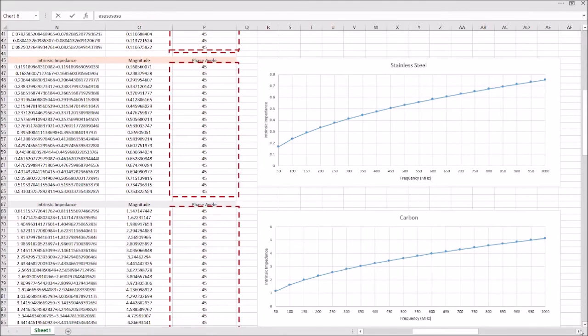Now let's have a look at the values and graphs obtained for each material for frequency range 50 MHz until 1 GHz. As you can see, the phase angle of 45 degrees was obtained for each material. Based on the results of intrinsic impedance, it can be discussed that the materials that have been investigated as shield are good conductors, as their phase angle of intrinsic impedance is 45 degrees.